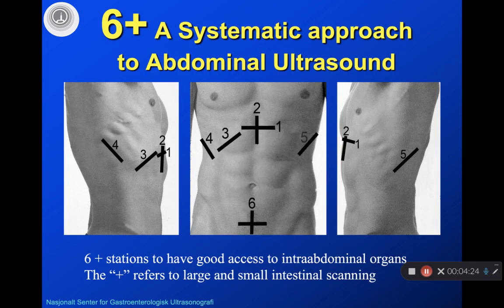We teach our students a systematic approach to abdominal scanning, where we use 6 different stations and 1 plus, and the plus refers to GI scanning. When we finalize the systematic approach in station number 6 here in the hypogastrium, then we use the 3.5 MHz curvilinear array, and we can get access to the rectum and deep parts of the sigmoid colon by using the urinary bladder as an acoustic window.